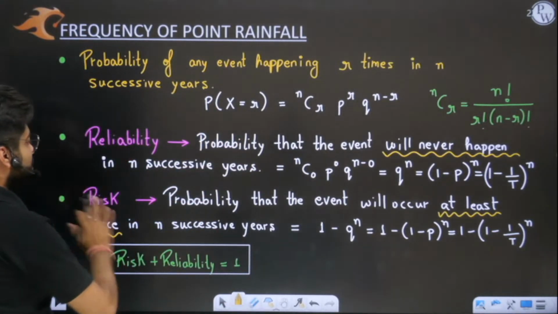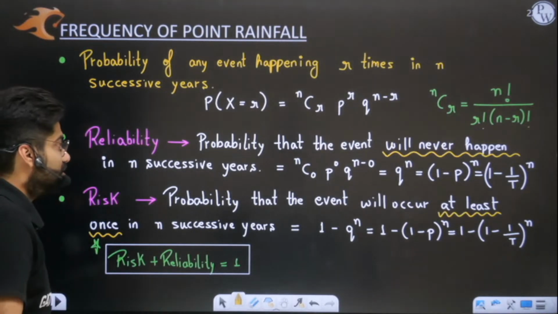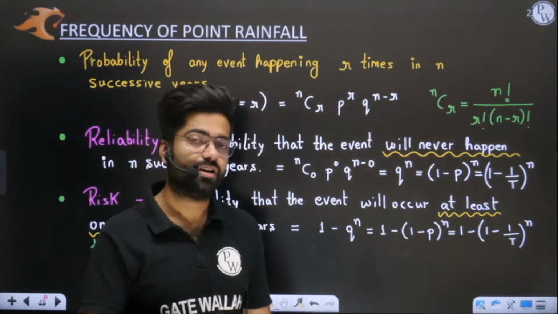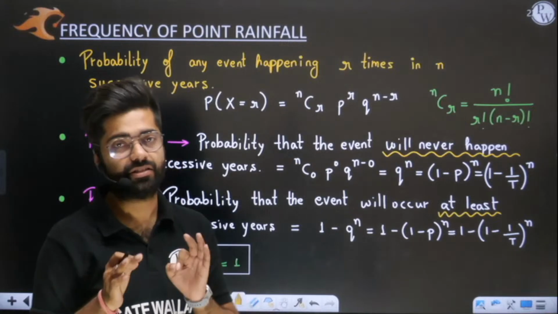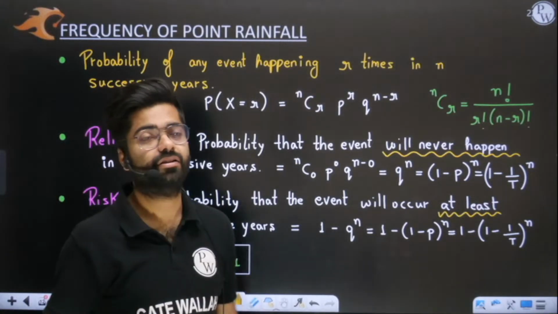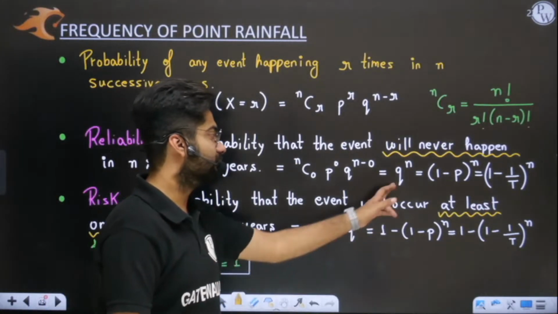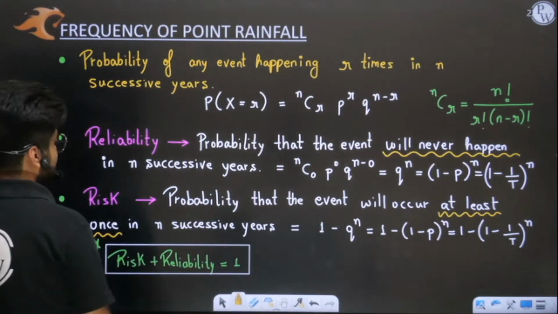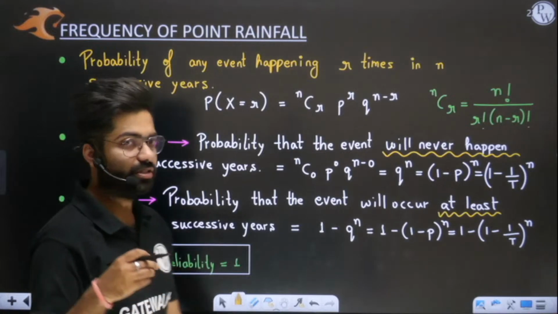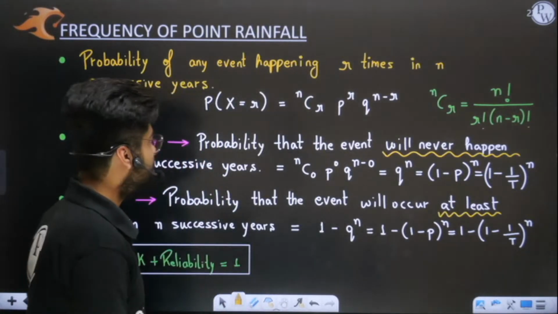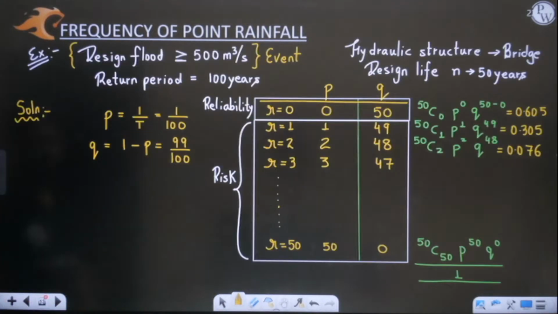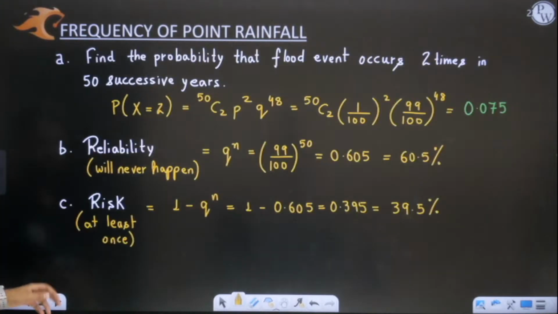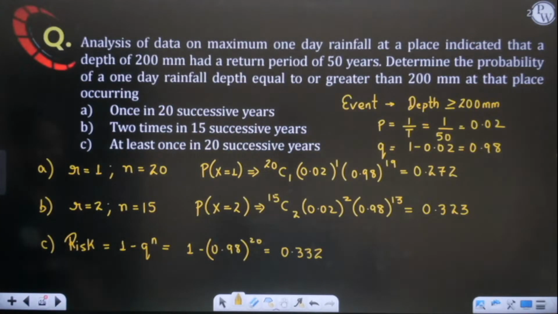And reliability and risk is very, very important. In reliability, you told us the probability that this flood will occur 0 times in n successive years. It will never occur. So probability was q power n. Remember this. And risk was 1 minus q power n. Risk is that this flood or rainfall event will occur at least once. I hope you understood the entire concept. You have also solved one question with the help of which you were able to understand it. So till here we have discussed fully.